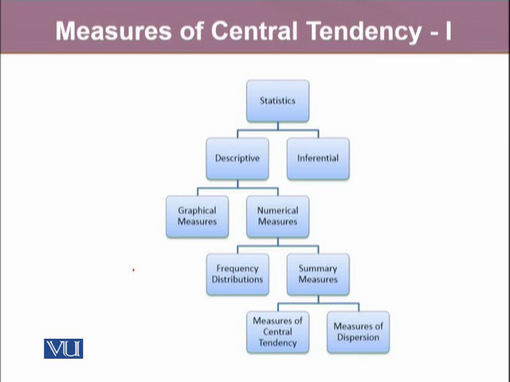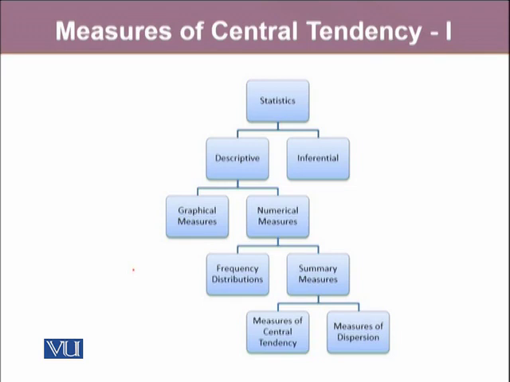To describe our data, we have learned about the graphical measures. Then there are numerical measures. Among these numerical measures, there are frequency distributions. The other methods which are commonly used are the summary measures. There are two types of summary measures that we use to describe our data. They are called measures of central tendency and measures of dispersion. In this module, we'll be talking about the measures of central tendency.